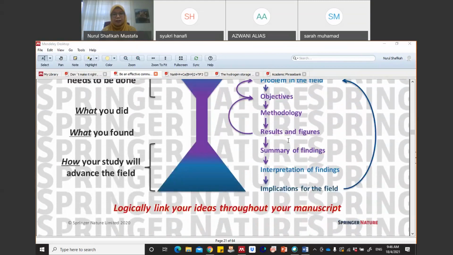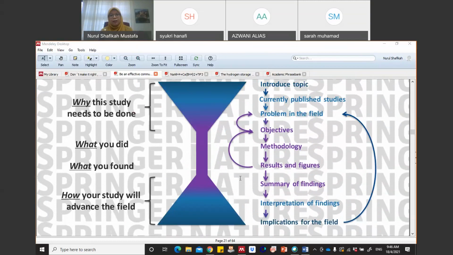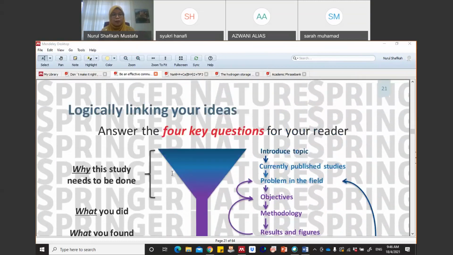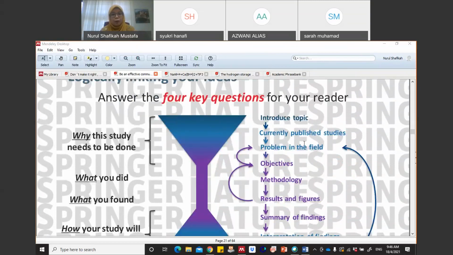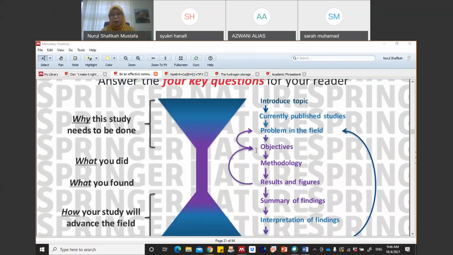Okay, so this is logically your ideas throughout your manuscript. Maksudnya dalam manuscript you ni, you kena menjawab all these 4 questions untuk reader tu. 4 key questions for your reader. So if you don't have your problem, manuscript tu macam tak lengkap lah. If you don't have an objective in your manuscript, pun tak lengkap. Maybe your method pun tak very clear. So this is very important, to answer these 4 key questions for your reader.